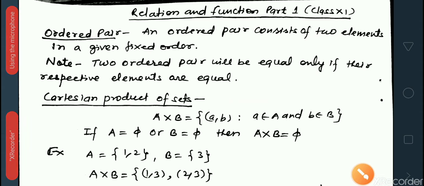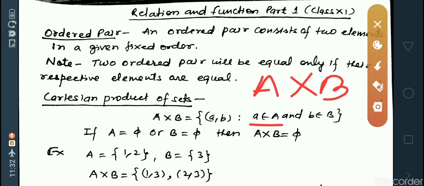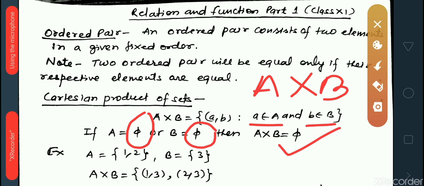Now students, let's define Cartesian product of sets. Cartesian product of sets is the collection of all ordered pairs found between elements in sets A and B. So we write Cartesian product as A cross B. These both A and B are non-empty sets, and it is equal to (a, b), where a belongs to capital A and small b belongs to capital B. If any of them is an empty set, that is phi, then their Cartesian product will be an empty set. That means it will be phi.